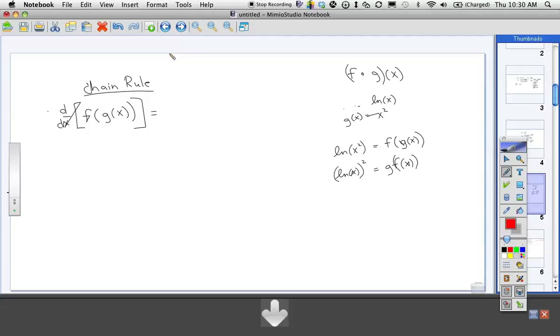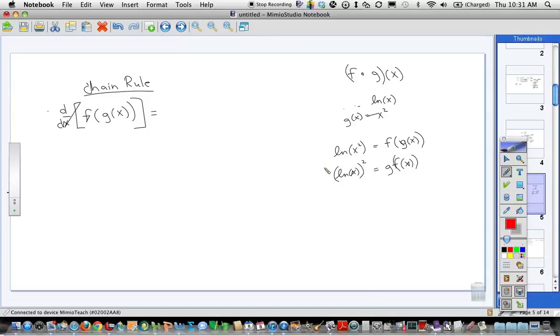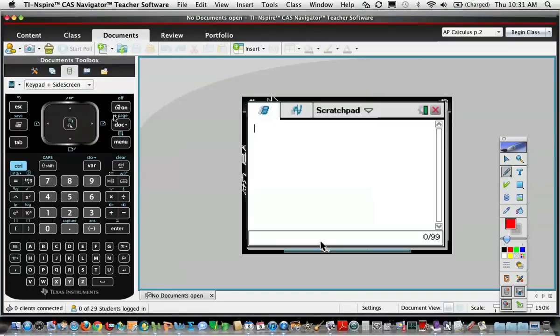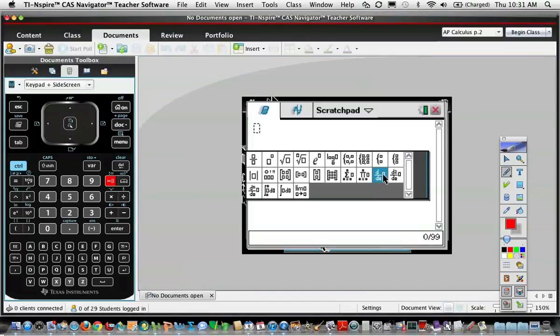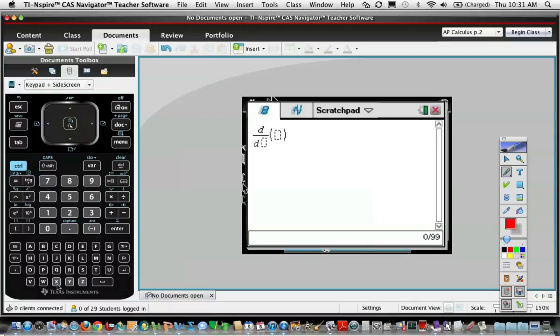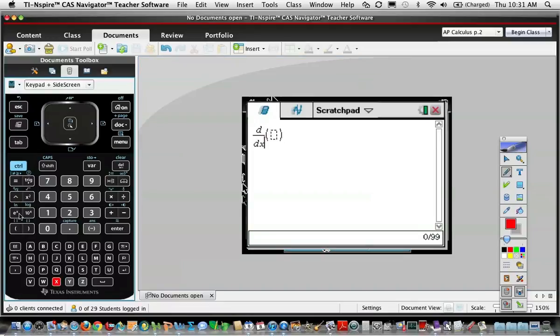All right? Let's take a look at the calculator here. Go ahead and get your calculator out. Let's look at that. Let's do the derivative, for example. Oops.